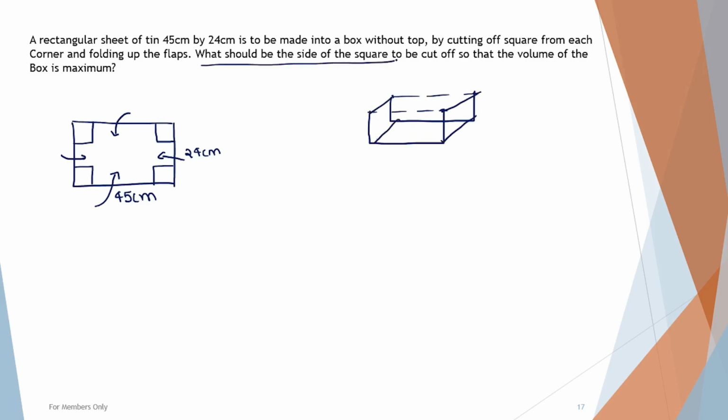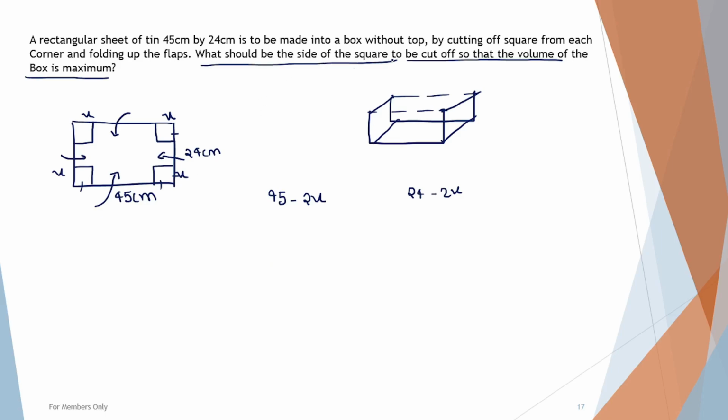So what should be the side of the square to be cut so the volume of the box is maximum? Let us suppose this side is x. Its length will be reduced to 45 minus 2x, and the breadth will be 24 minus 2x as well.